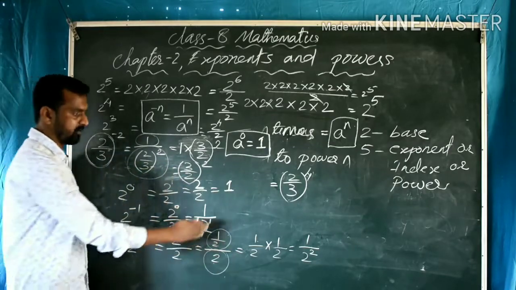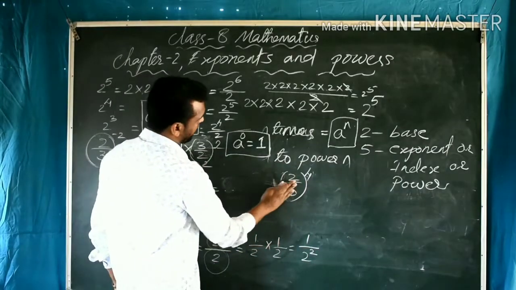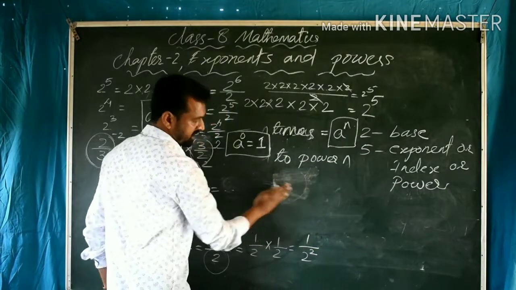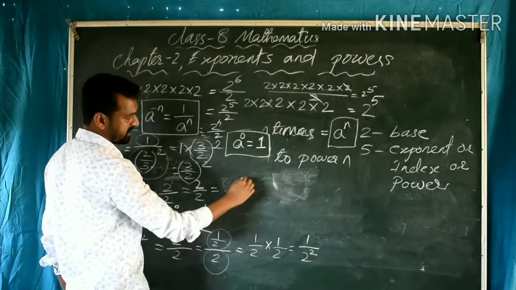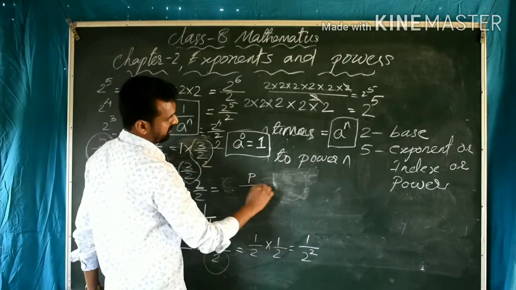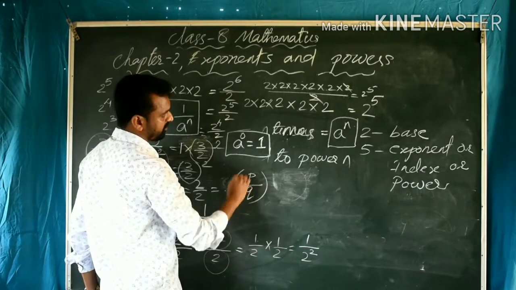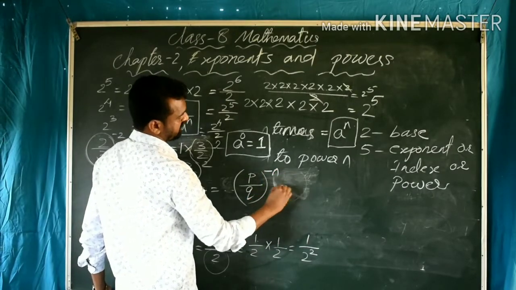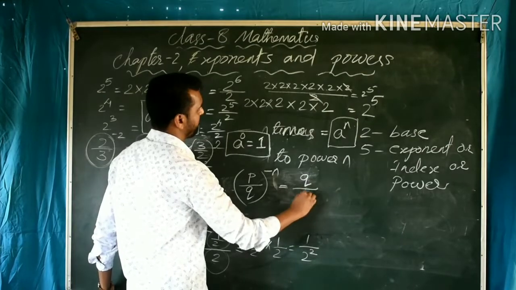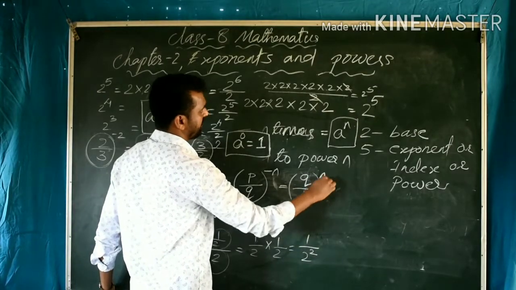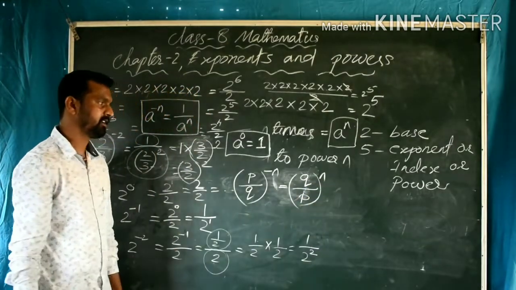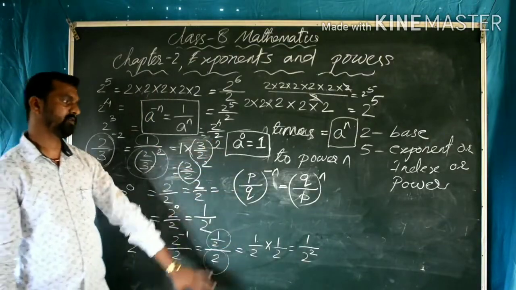So in general we can write, if the base is a rational number and the exponent is an integer, then p by q raised to minus n is equal to q divided by p raised to positive n. So remember all these things.